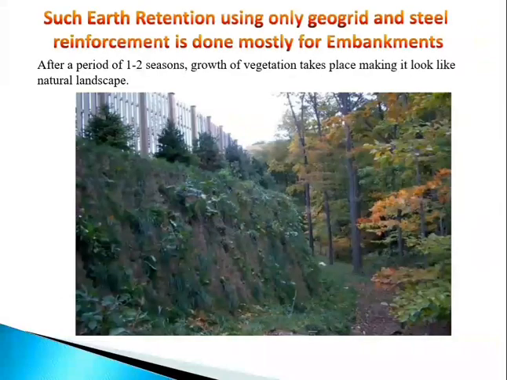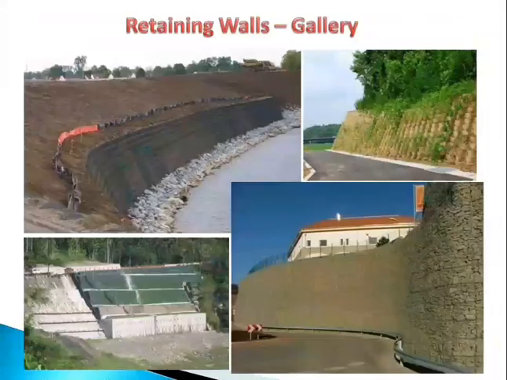Such earth retention using only geogrid and silt reinforcement is done mostly for embankments. After a period of 1 to 2 seasons, growth of vegetation takes place, making it look like a natural landscape. So you can see that no geogrid is visible and it looks like a natural landscape. Also we can see this, it is used for the retaining wall also.